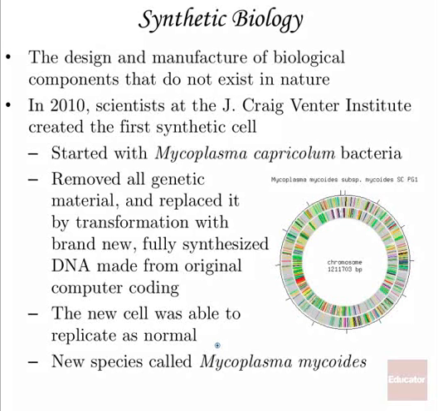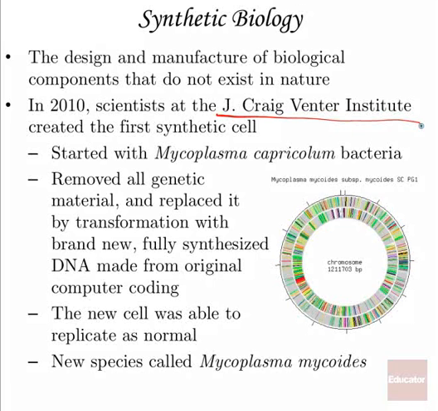Now, in 2010, scientists at the J. Craig Venter Institute, if we remember, J. Craig Venter, he was the entrepreneur that was involved in pushing the privately funded aspect of the human genome experiment. Okay, the Human Genome Project. So scientists at this institute that's been opened, run by him, created the first synthetic cell.